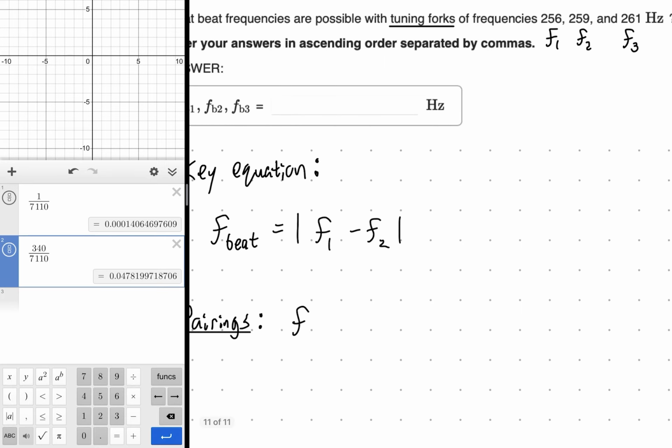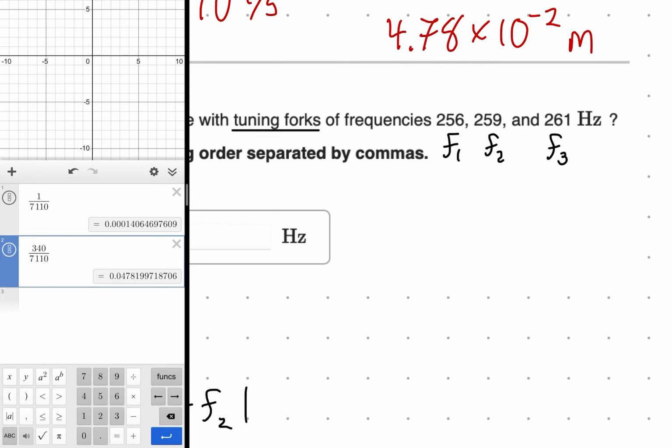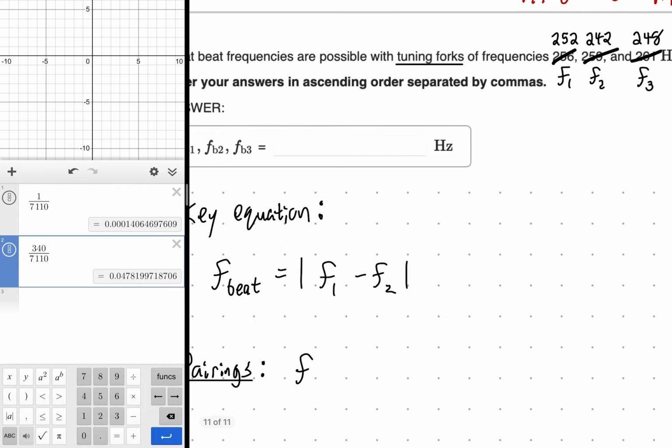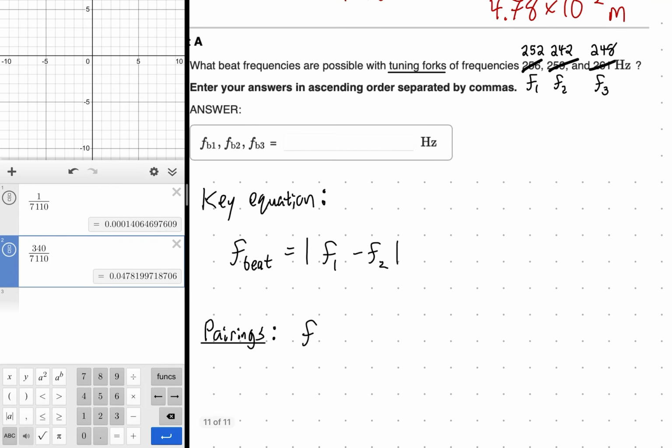Okay, so let's think then. We have our now labeled frequencies. 256, 259, 261, but obviously I'm going to mix those up a little bit. So let's go ahead and go with, how about 252, 242, and 248. Okay, good.